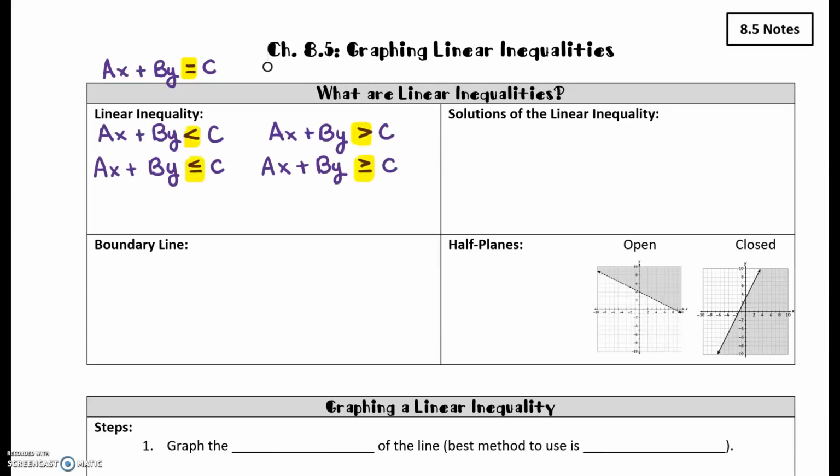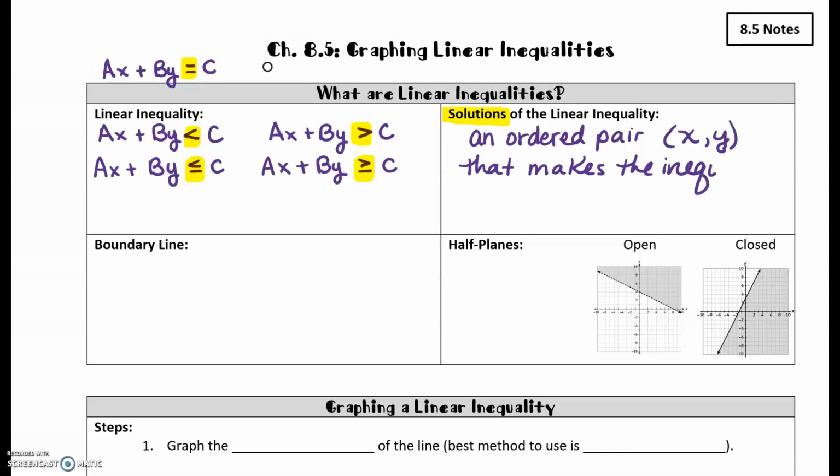Now let's look at the solutions to a linear inequality. A solution to a linear inequality is an ordered pair (x, y) that makes the inequality true. So whenever we take the x and the y and substitute it back into one of the original linear inequalities, that is a solution to the linear inequality.